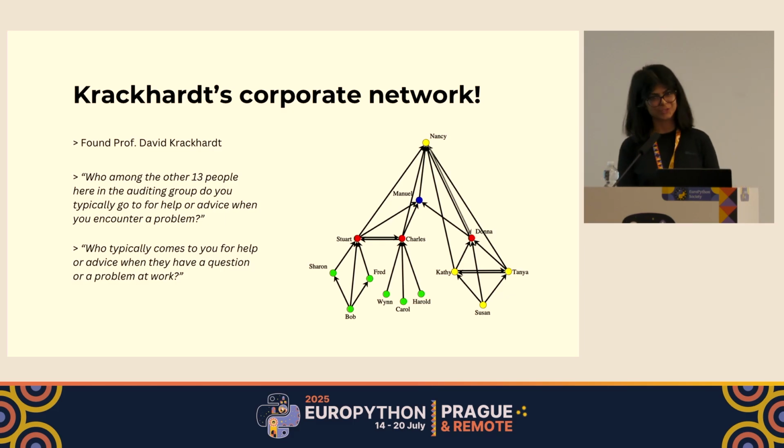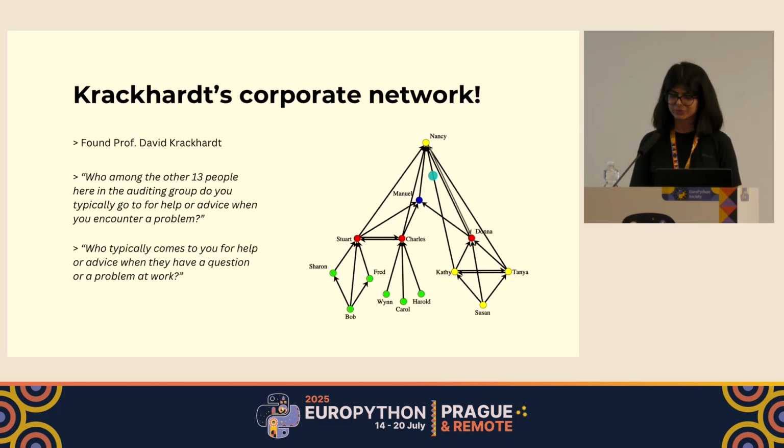Nancy is important. Even Manuel was going to Nancy. We see that Stuart and Charles, they were going to each other when they needed some help. Donna was often going to Manuel or Nancy. Nancy goes to Donna. There's like a very faint line over here. And if I see it correctly, the only arrow downwards is from Nancy to Donna. So Donna is also important to some extent, but we're focused on Manuel and Nancy for now.